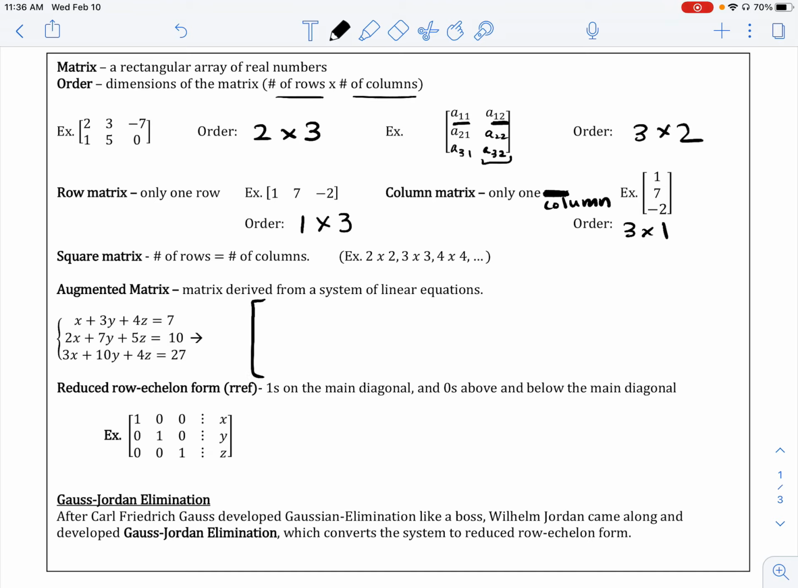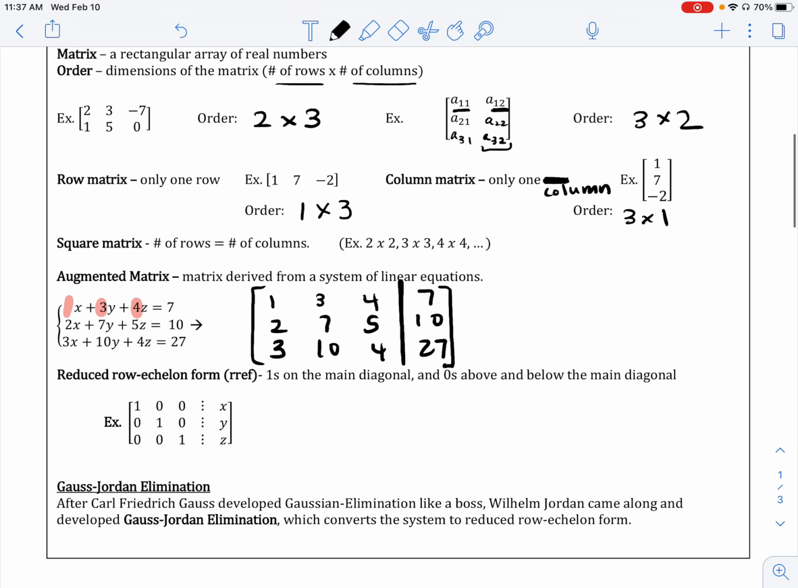So this augmented matrix is going to look like the following. I'm going to take just the coefficients from my first row. So 1, 3, and 4, right? Took those coefficients, and sometimes you'll see kind of these dots going down. I actually just like to use a line because it saves me time to separate the coefficients from the solution column, which would be 7. So if I want to finish this augmented matrix, I would write this as 2, 7, 5, and 10, 3, 10, 4, and 27. Right? So that's how we take a system of equations and write it as what we call an augmented matrix.